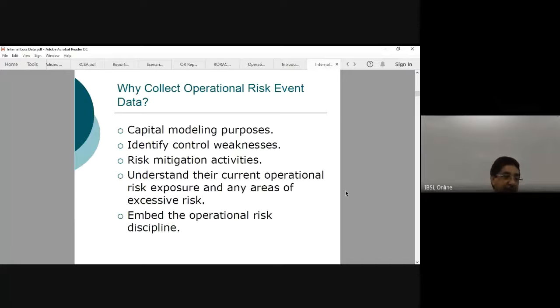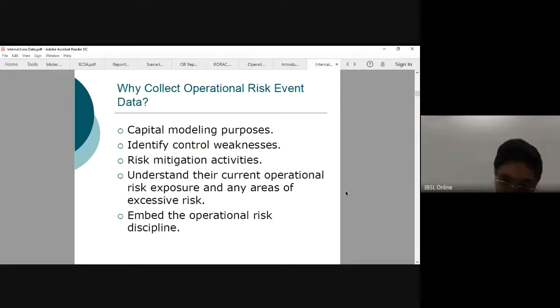The only thing is, there are set procedures for any type of organization, but the issue is those procedures are not followed. That is why these control weaknesses arise. Therefore, this operational loss events data collection will give you an idea about the weaknesses of control, in which area the controls are weak. That is what you can look at through the operational risk events.